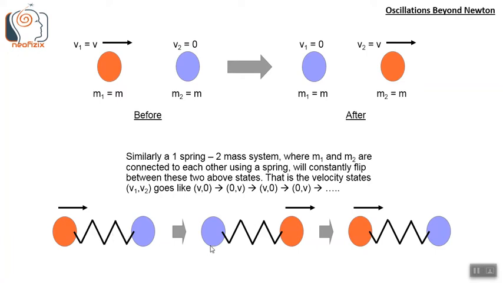Similarly, a one spring two mass system where m1 and m2 are connected to each other using a spring will constantly flip between these two above states. That is, the velocity states v1, v2, representing the velocities of masses m1 and m2. So this ordered pair v1, v2 goes like v, 0 and 0, v and v, 0. That is, in the first step, m1 had velocity v and m2 was at rest, 0. So it flips to 0, v. So m1 gets to rest and m2 is moving with velocity v, and then it flips to v, 0 and 0, v and so on.